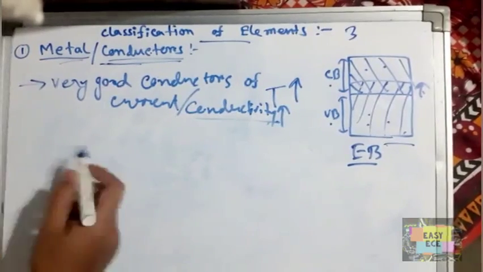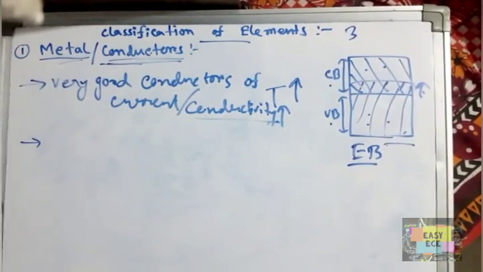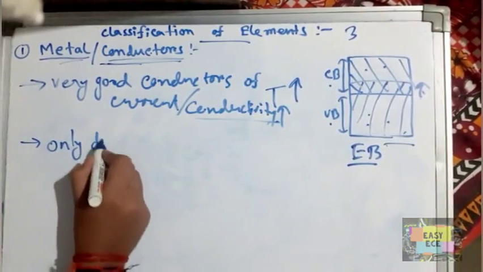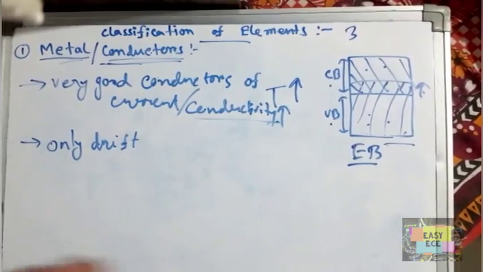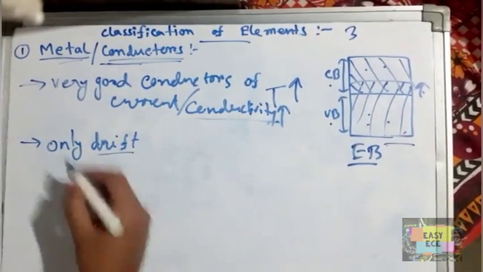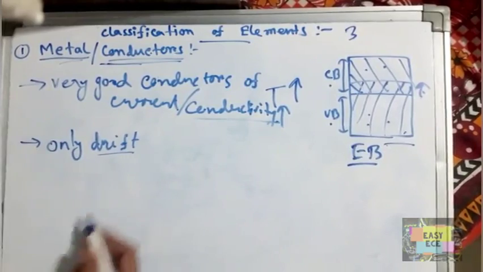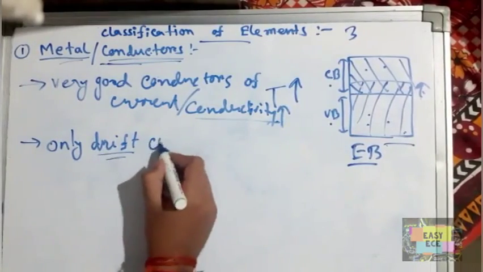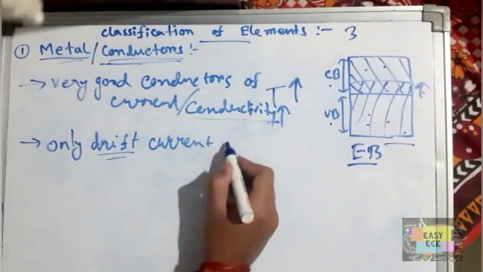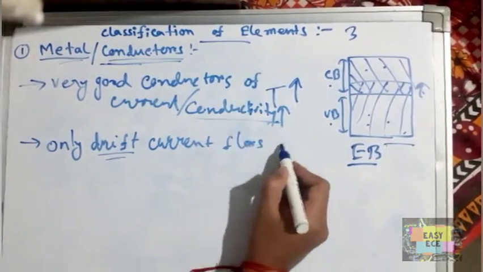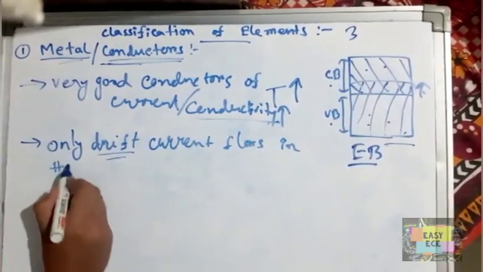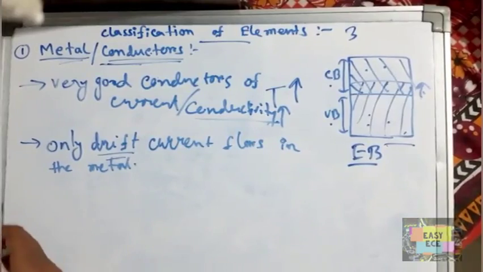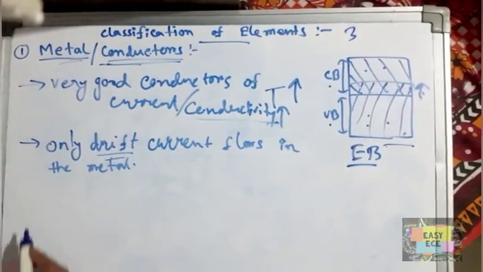Now the next point, a very important point, is that there is only drift current. We know there are two types of current, one is drift current and another one is diffusion current. But for the metal or conductor, only drift current flows in the metal. That means in metal only drift current flows.